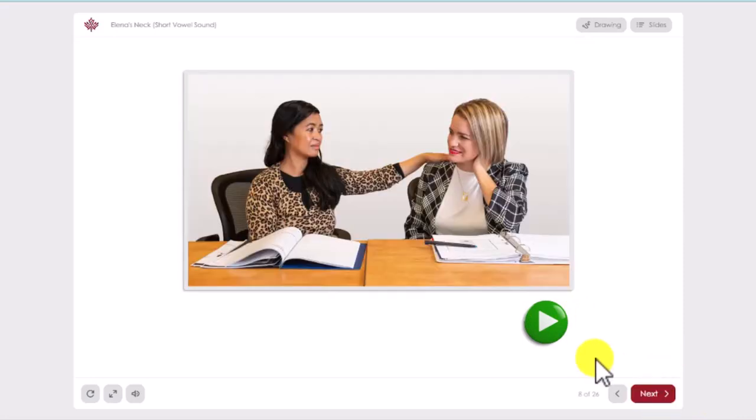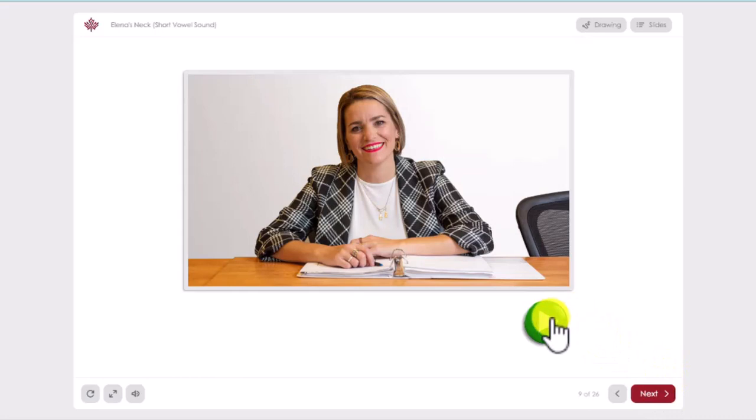For example, in this book, Elena sits at her desk and has a rest. She feels better. Okay, she sat and had a rest. What would you do? Would you go to the doctor? Would you take medicine? Would you use ice?